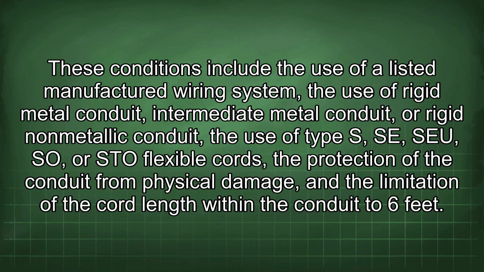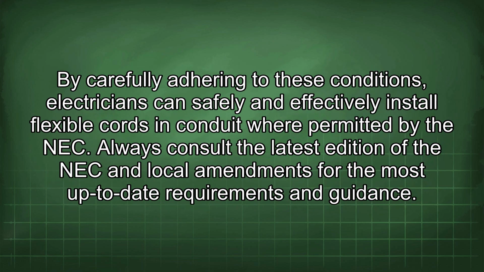These conditions include the use of a listed manufactured wiring system, the use of rigid metal conduit, intermediate metal conduit, or rigid non-metallic conduit, the use of Type S, C, SO, or STO flexible cords, the protection of the conduit from physical damage, and the limitation of the cord length within the conduit to 6 feet. By carefully adhering to these conditions, electricians can safely and effectively install flexible cords and conduit where permitted by the NEC. Always consult the latest edition of the NEC and local amendments for the most up-to-date requirements and guidance.